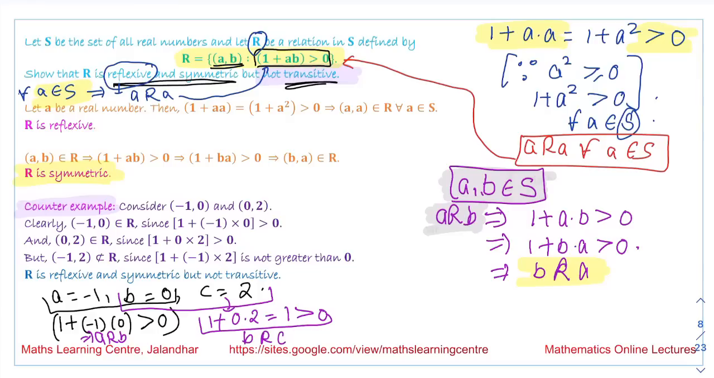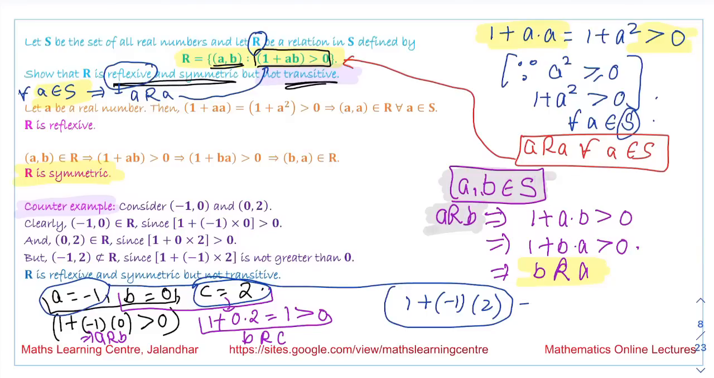Now next, we look at 1 plus -1 into 2, where A is -1 and C is 2. This is equal to 1 minus 2, that is equal to -1, and this is not greater than 0. So we are saying that A is not related to C.